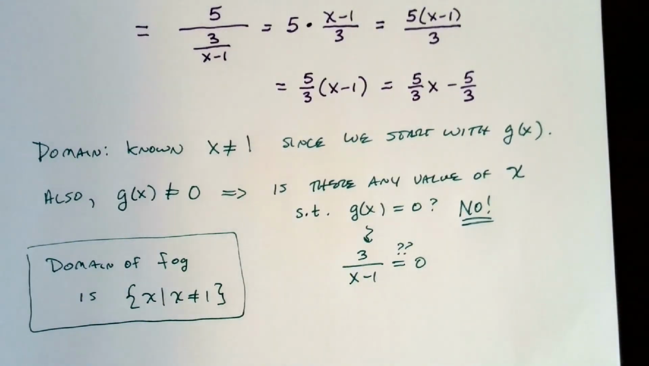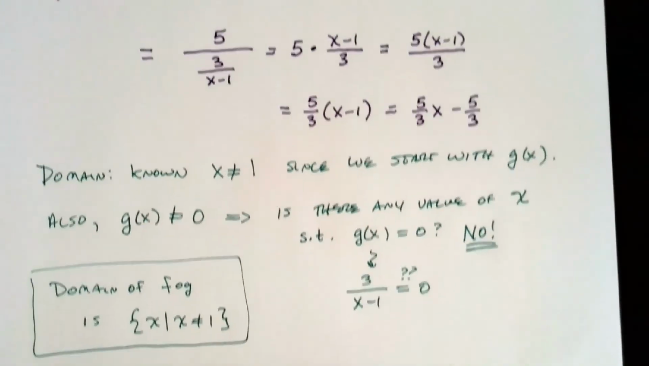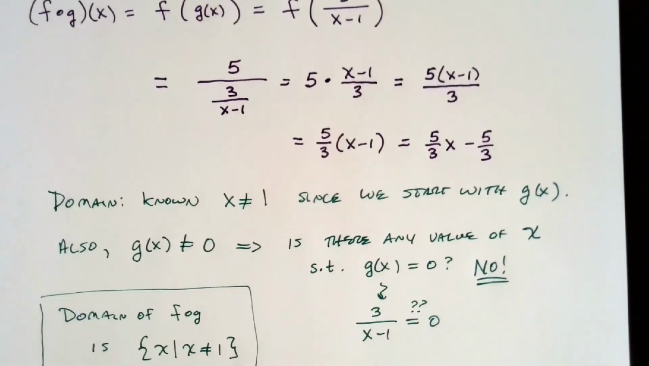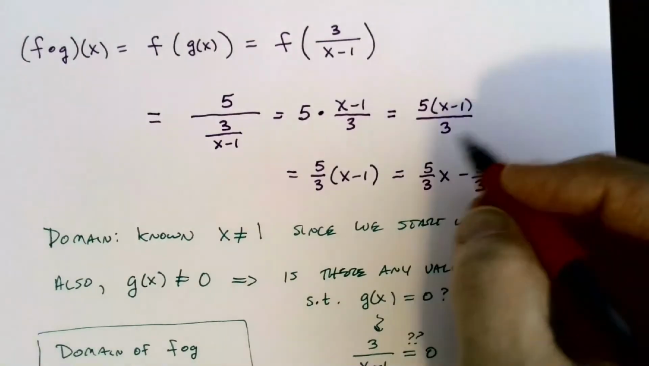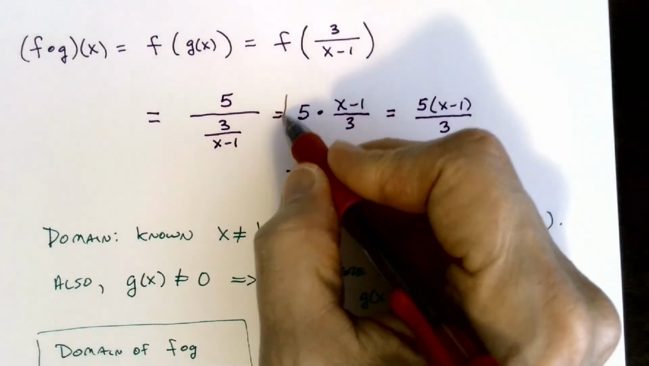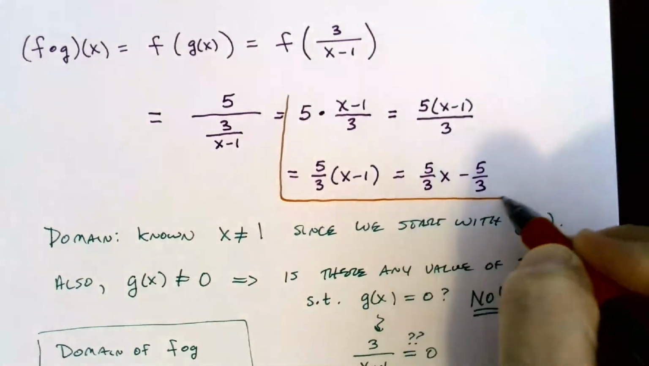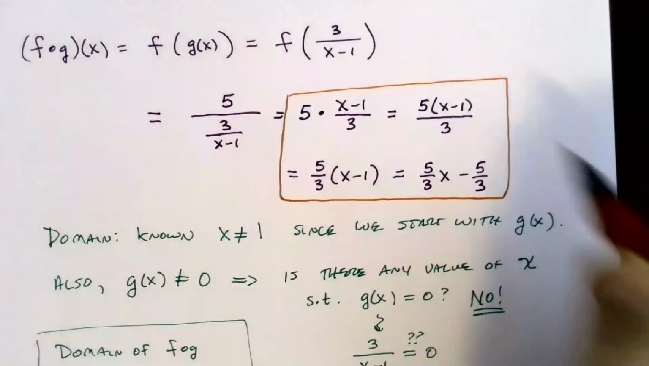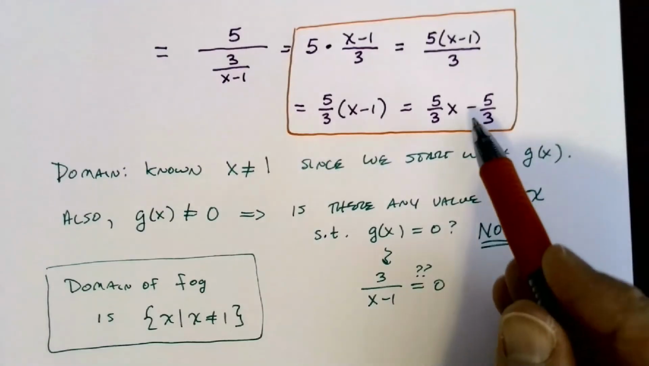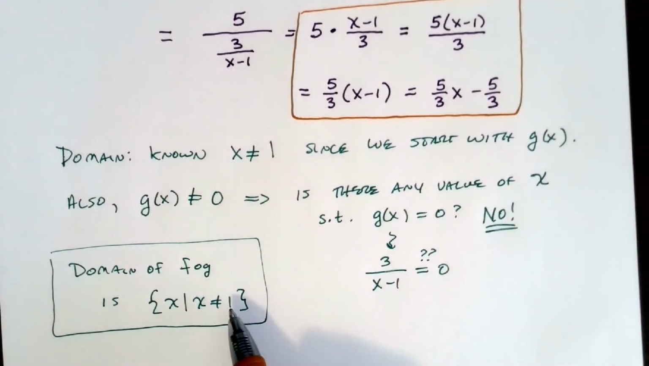Okay. What about the other direction? Let's look at the other direction. So this was f circle g of x. And any one of these would be fine for the rule for f circle g of x, technically. And if you think about the graph of the function, it's a line, except there's a hole at x equal 1. At x equal 1, there's a hole.